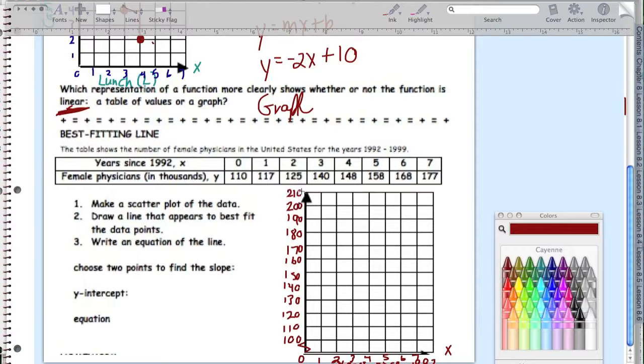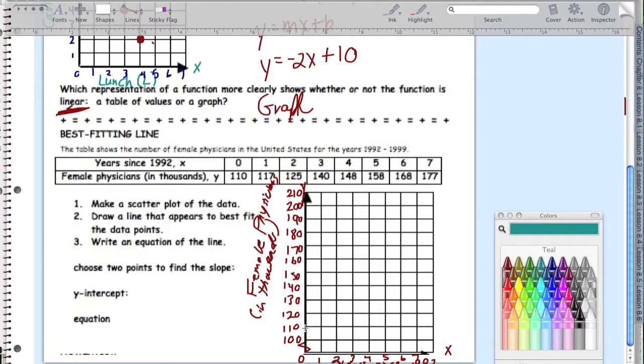Okay, I'm going to label this female physicians as best as I can write on the side, in thousands. Oh, it's a little sloppy. Okay, this is our y-axis. So now we can go ahead and plot, and the more detailed, like we see this only increments by 10, the more accurate our graph's going to look.